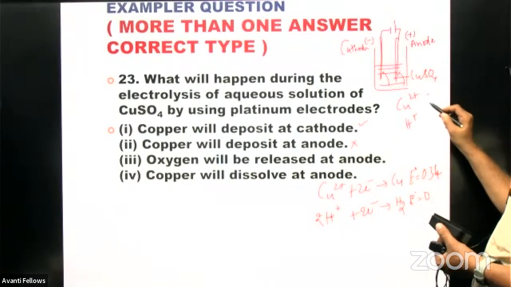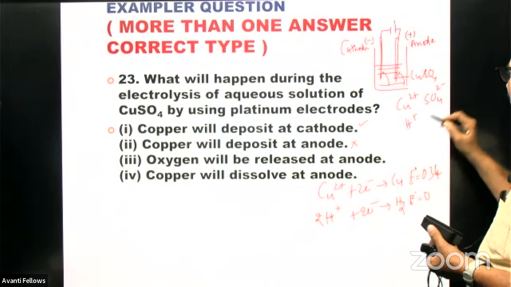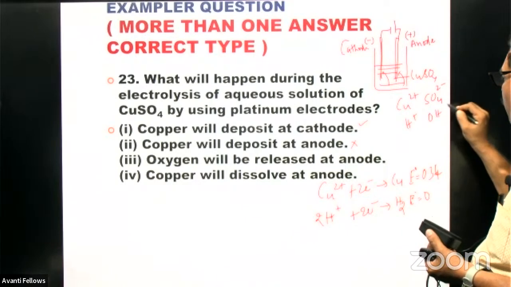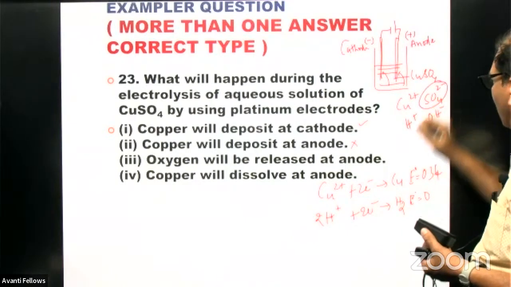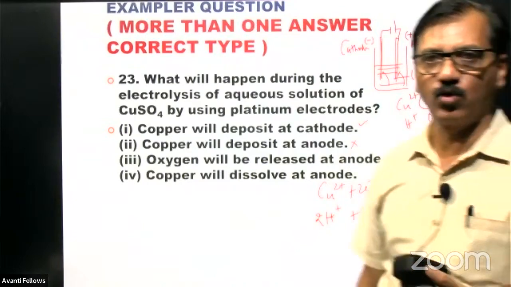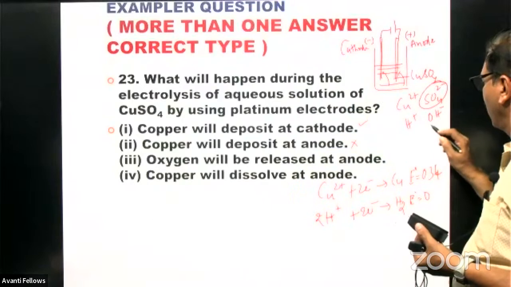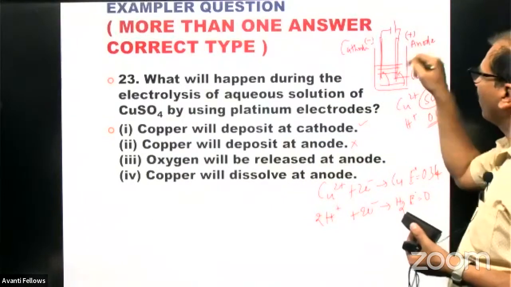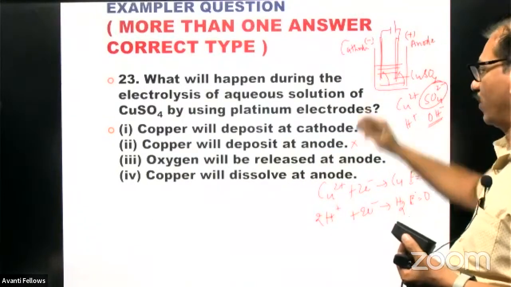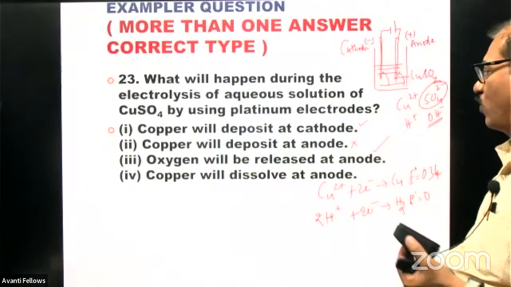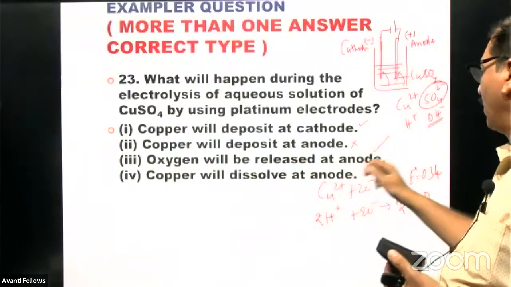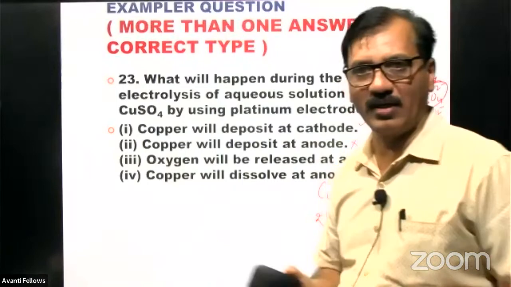Which are the anions? One is the sulfate ion and the rest is the OH minus ion from water. Wherever the sulfate ion is, it won't go for reaction. It is stable by resonance. The OH minus ion will give O2. Therefore, oxygen gas is released at the anode is the correct statement. Copper will dissolve at the anode is not the right one.